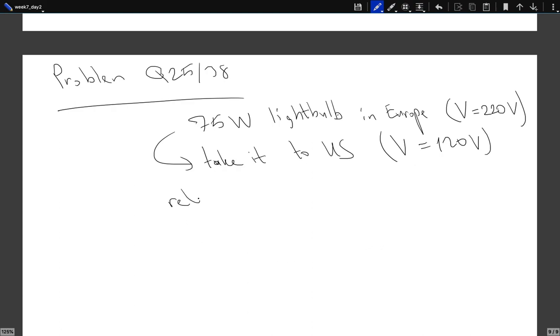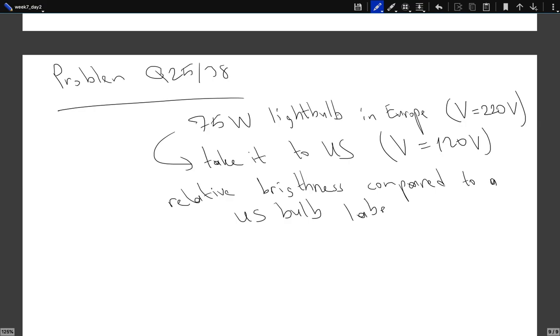What will be the relative brightness compared to a US bulb labeled 75 watts? So basically, you have a light bulb that is labeled 75 watts at 220 volts. But then you take it and use it at 120 volts. You don't use it with 220, but just 120 volts. So how much will its brightness differ compared to another light bulb, which is designed to work at 120 volts with 75 watts?